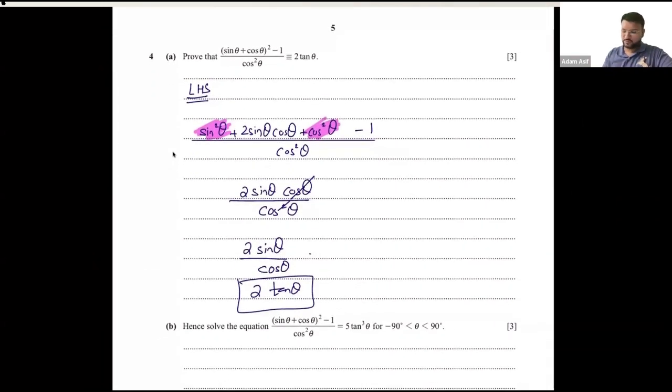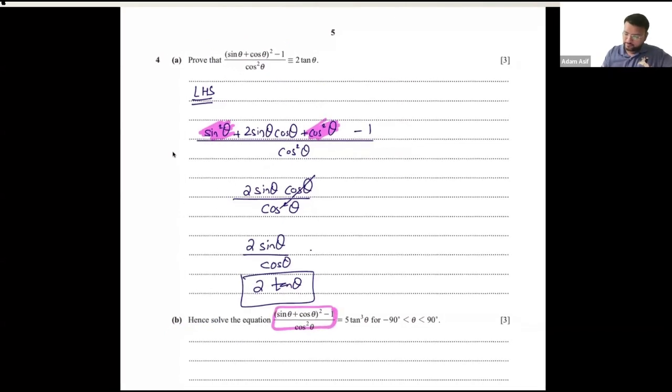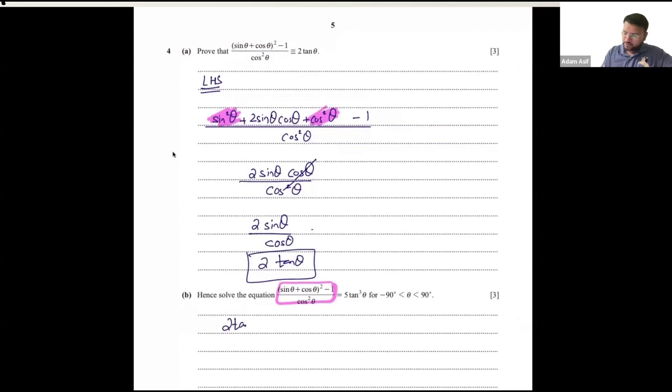Okay, those who are done with the first part, please try the next one, where it says, hence solve this equation. Hence over here is an indication, a command word, which means that you can use the answer to the previous part. The answer to the previous part was proving that this fraction was equal to 2 times tangent theta. So I can replace this fraction by 2 times tangent theta. That is going to be equal to 5 tan cube theta. And the domain given in the question is from minus 90 to 90.